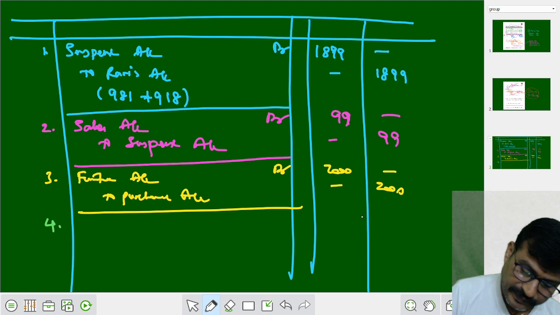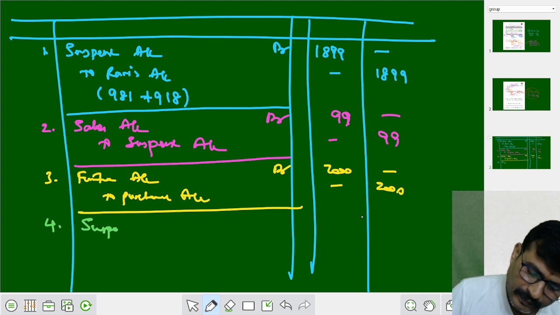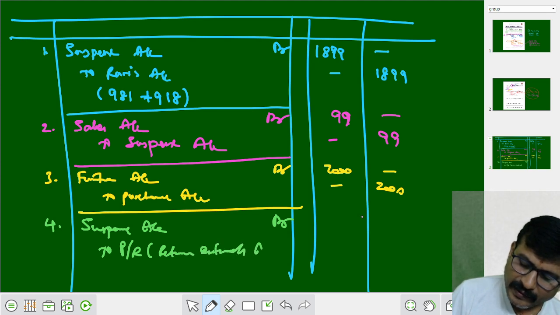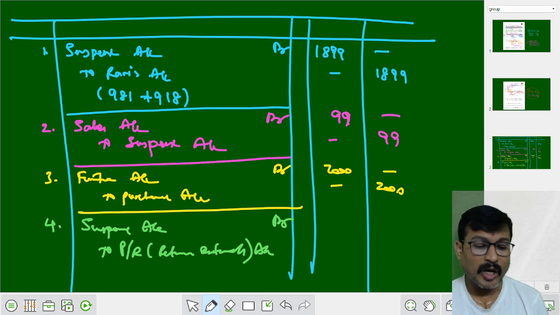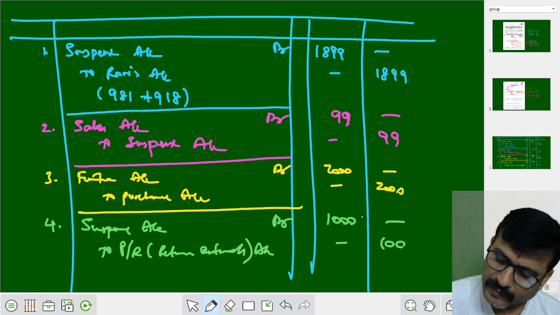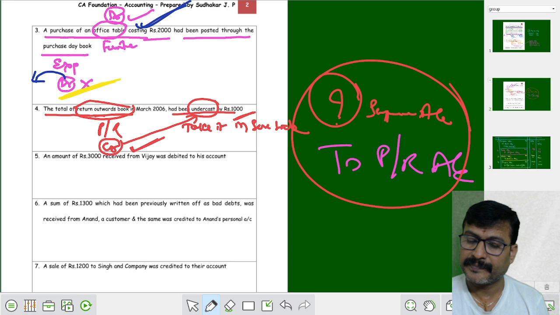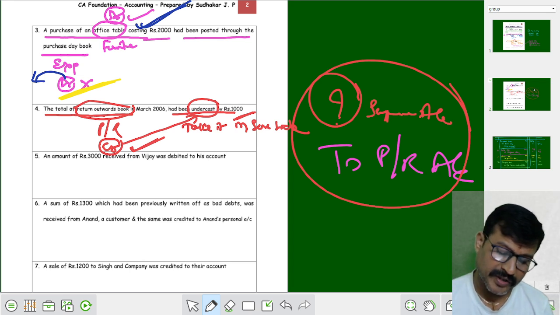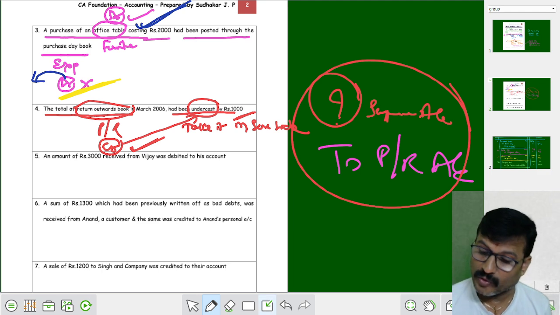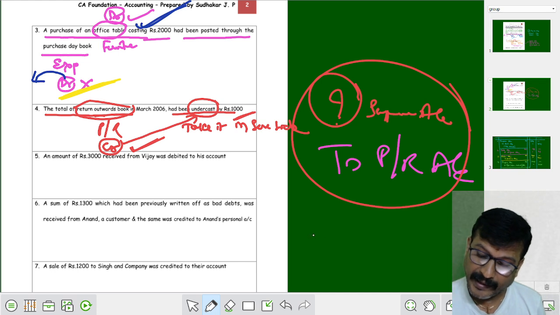Suspense account debit to purchase returns. Purchase returns means return outwards account. How much amount? It is an amount of rupees 1000, being undercast in return outward book is rectified. See what happened in the next transaction of the problem.